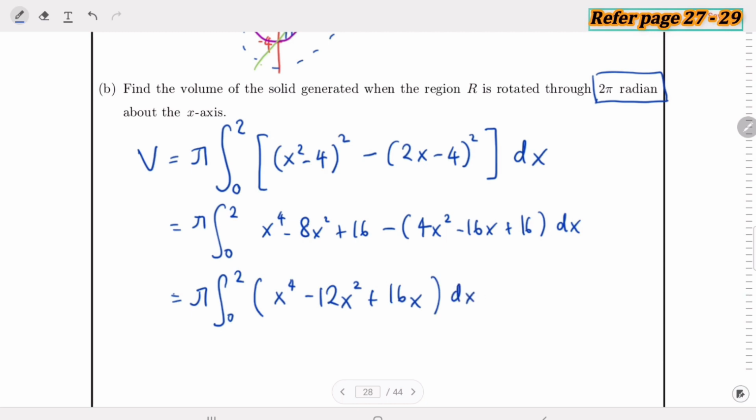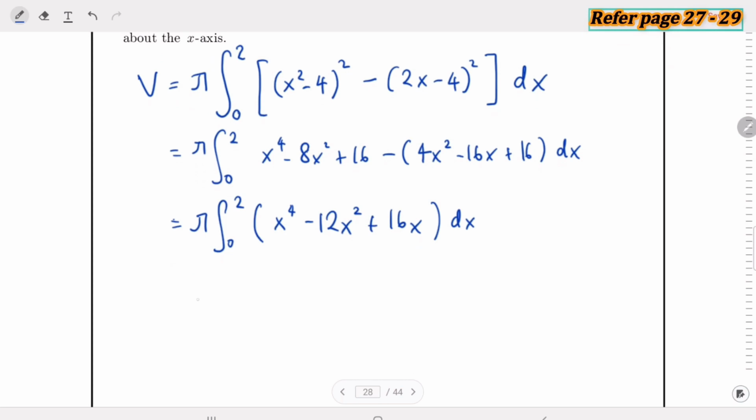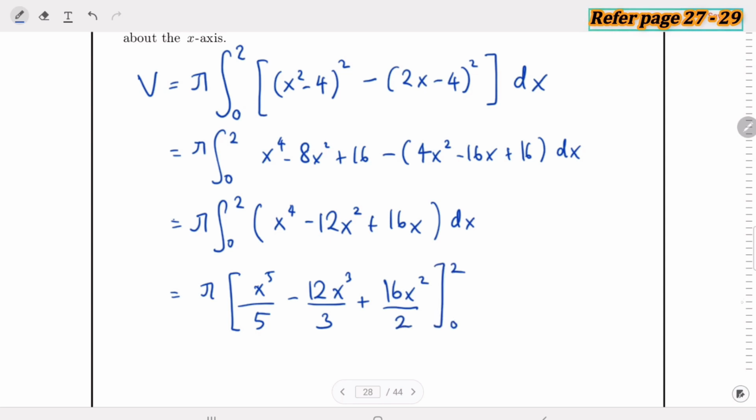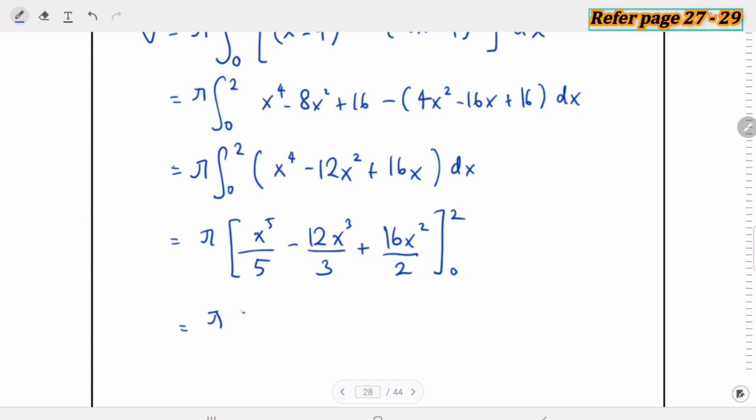Okay, so now we are going to integrate all of these terms. Pi times x to the power of 5 divided by 5, minus 12 x to the power of 3 divided by 3, plus 16x squared over 2, from 0 to 2. And then you do the step of putting in the upper limit and then subtract the lower limit.